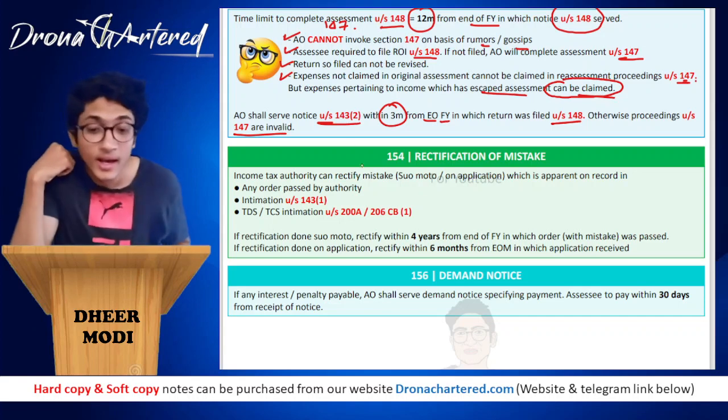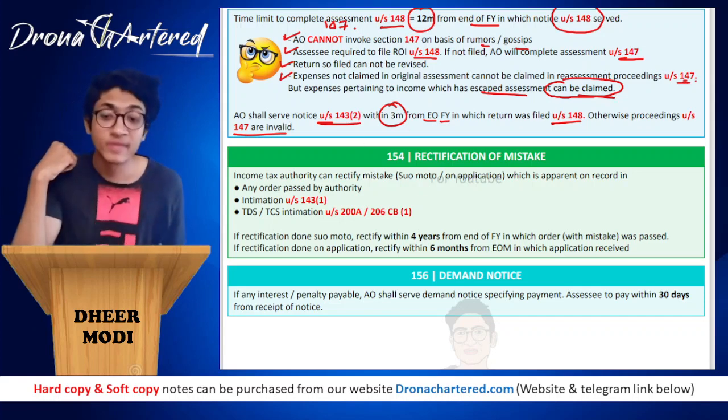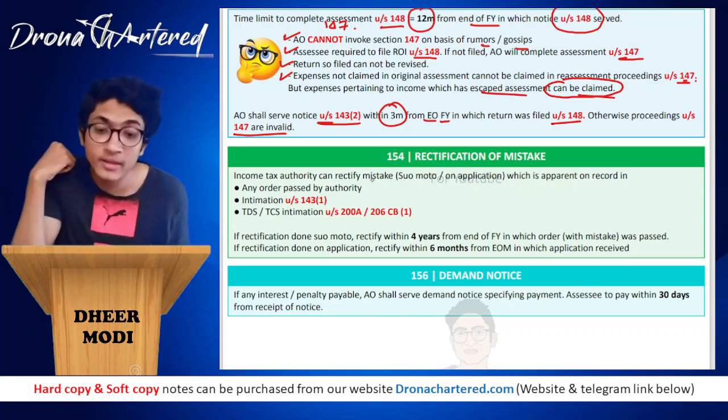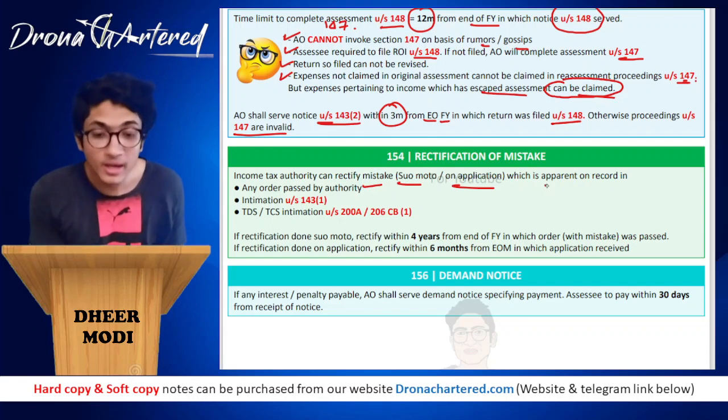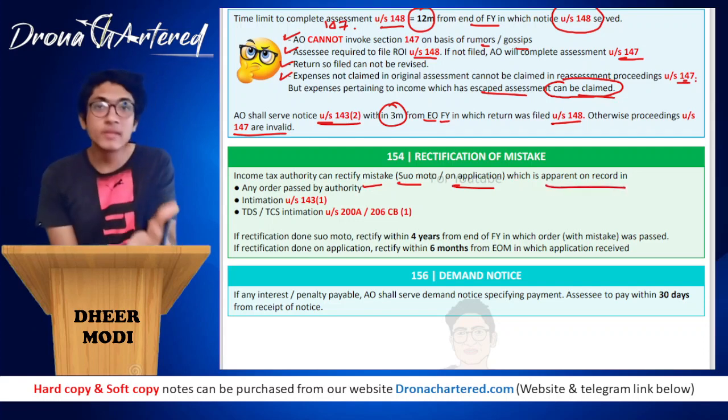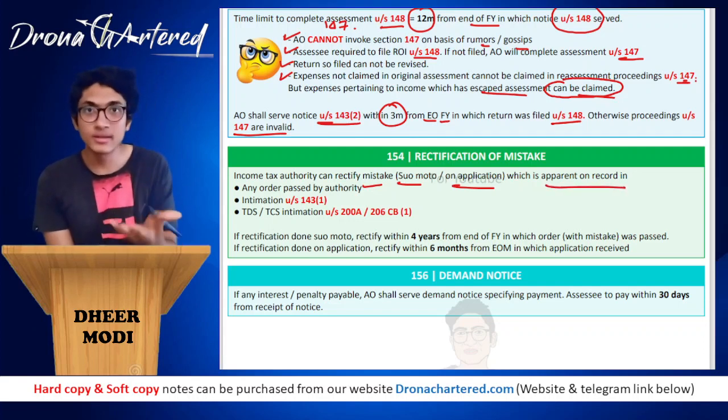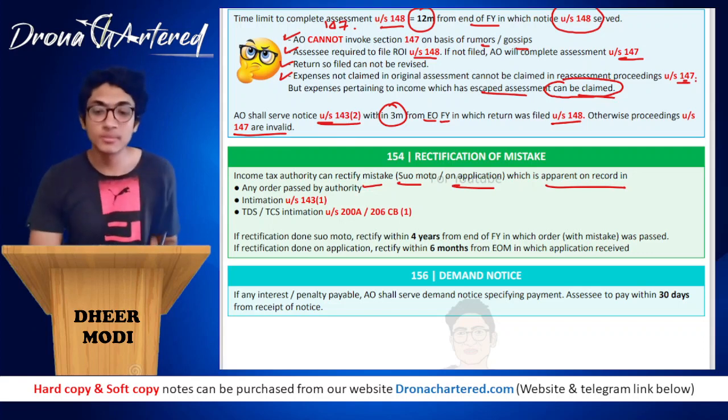Don't worry. 154 talks about rectification of mistakes. So your income tax authority can rectify mistakes, either suo moto or on application. Suo moto means by themselves, which is apparent from record. That means which is very easily visible, that yeah, boss, this is a genuine mistake. They are not trying to hide something. It is just a mistake.